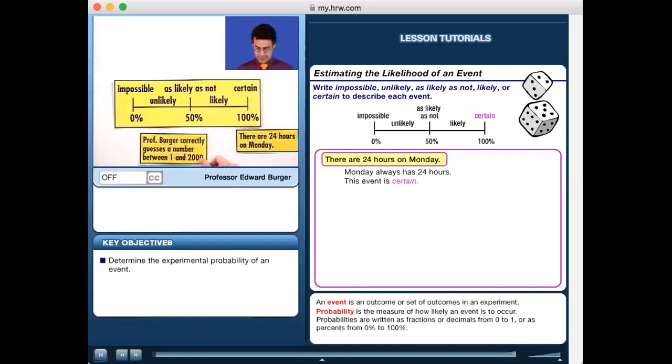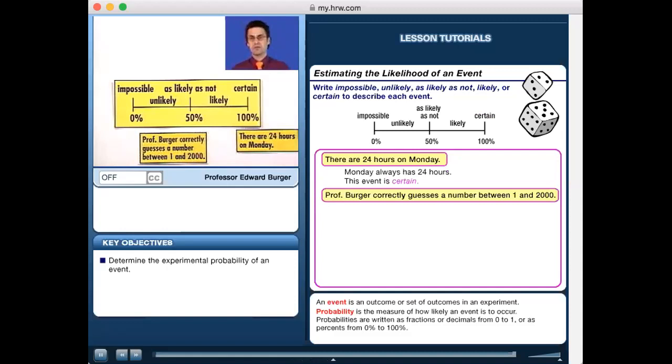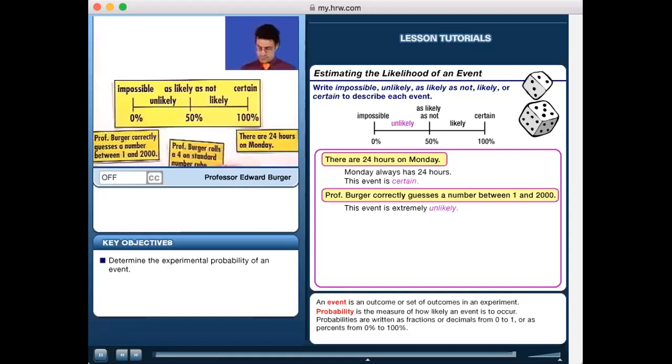What about this one? I correctly guess a number between 1 and 2,000. Someone's thinking of a number between 1 and 2,000, and I'm supposed to just think about it and randomly guess it. Well, my chances are going to be 1 out of all the 2,000 possibilities. 1 over 2,000 is really, really small. It's a very small percent. I'm going to put that near impossible. Extremely unlikely.